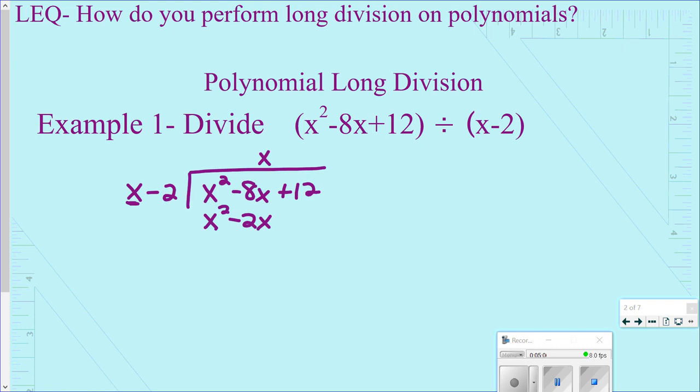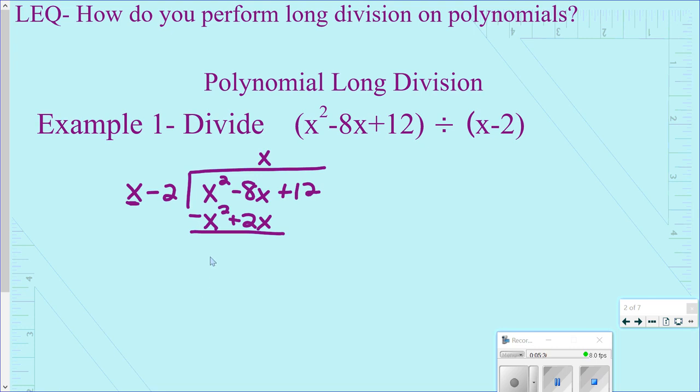Okay, so the next thing that we're going to do, we know we would normally subtract. Well, I'm subtracting an expression, a binomial. So what I've found over the years that makes things a little bit easier is if you change the signs on these and then add, because we know adding the opposite is the same thing as subtracting. So that's what we're going to do. We're going to change the signs and then we're going to add.